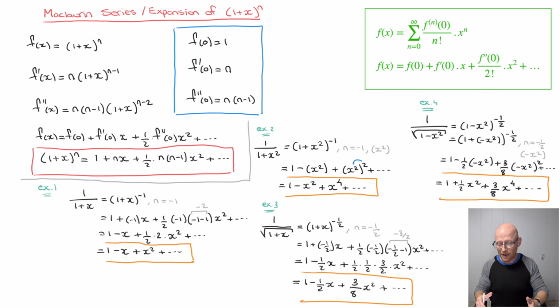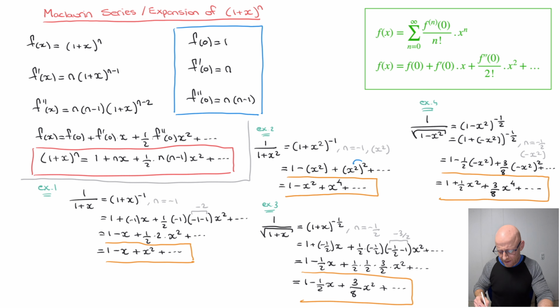So if ever we needed the Maclaurin series for arctan of x, all we'd have to do is integrate this Maclaurin series. Similarly, you may have noticed that in example 4 here, 1 over the square root of 1 minus x squared, well, that's the derivative of arcsine of x. And so to get the Maclaurin series for arcsine of x, all we'd have to do is integrate the Maclaurin series we have here. So really, knowing this expansion will turn out to be very important indeed.